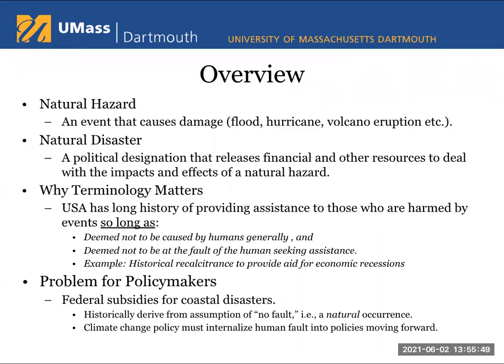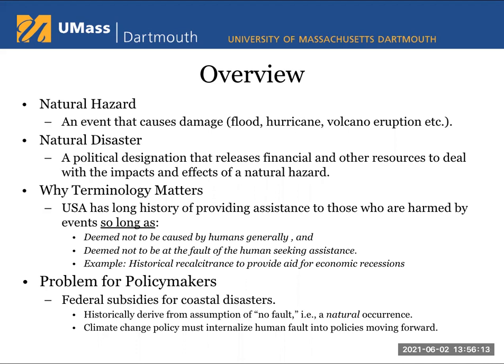In terms of an overview, it's important to understand the difference between how in the United States, and very likely in other countries, they distinguish between natural hazards and natural disasters. In the United States, a natural hazard is any event that causes damage: a flood, a hurricane, a volcano eruption, etc., things that we would normally look at and see as natural. A natural disaster is a political designation.